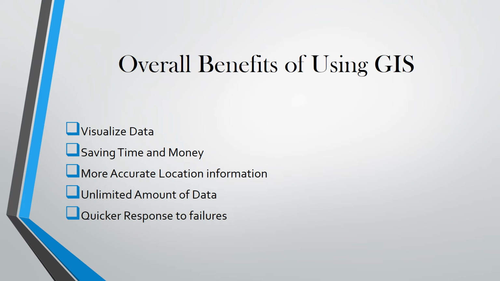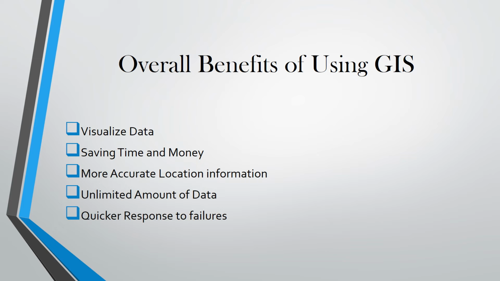Overall benefits of using geographical information systems include not only being able to visualize the data, but also being able to save time and money, more accurate location information, unlimited amount of data, and quicker response to failures. Visualizing data is as simple as being able to take a spreadsheet that gives you longitudes and latitudes of cities versus being able to visualize on a map where those cities are actually located.